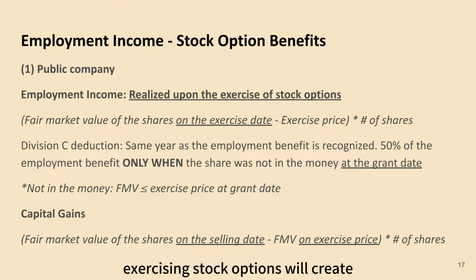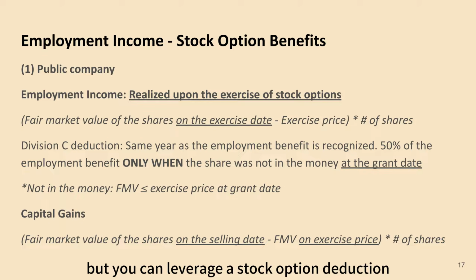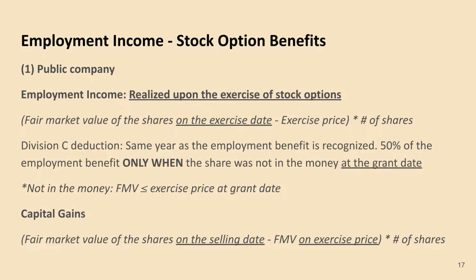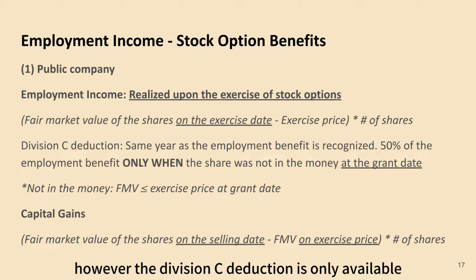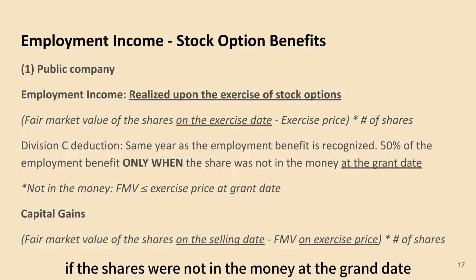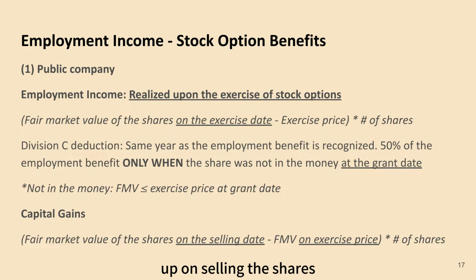Exercising stock options will create taxable employment income, but you can leverage a stock option deduction under Division C. For public companies, employment income arises upon exercising the stock options. However, Division C deduction is only available if the shares were not in the money at the grant date. Upon selling the shares, capital gains also come into play.